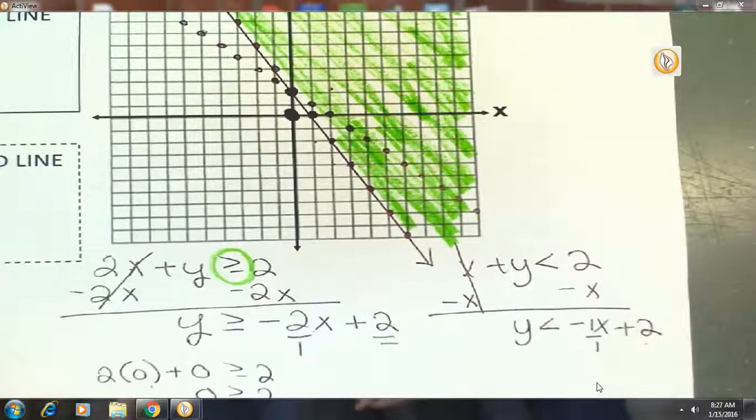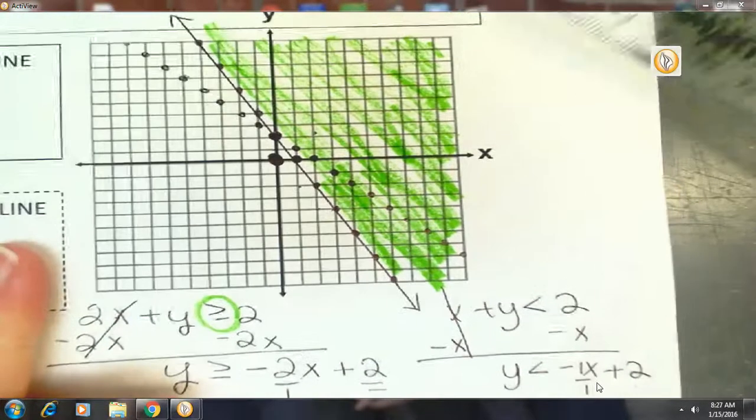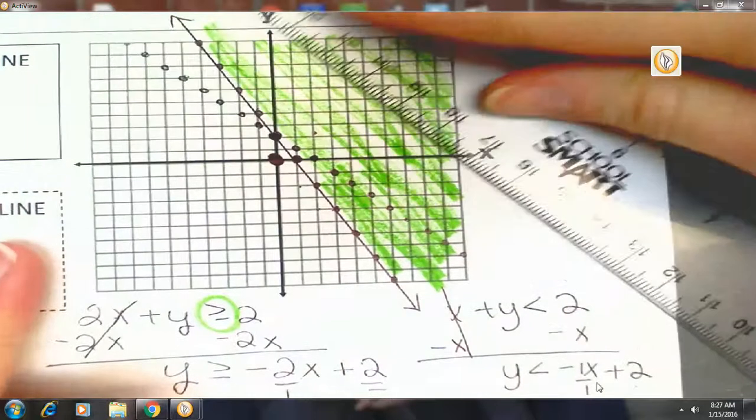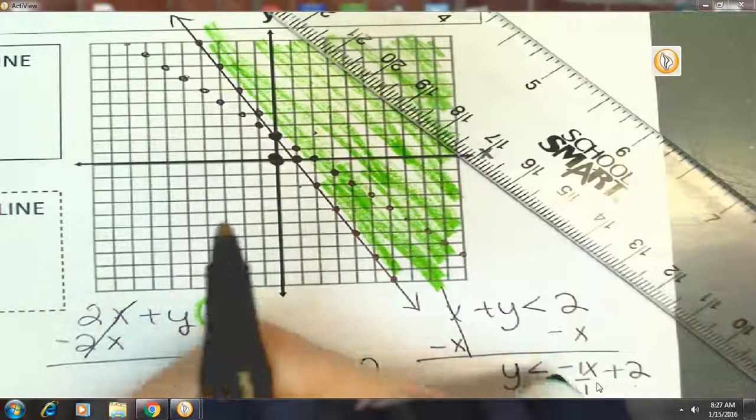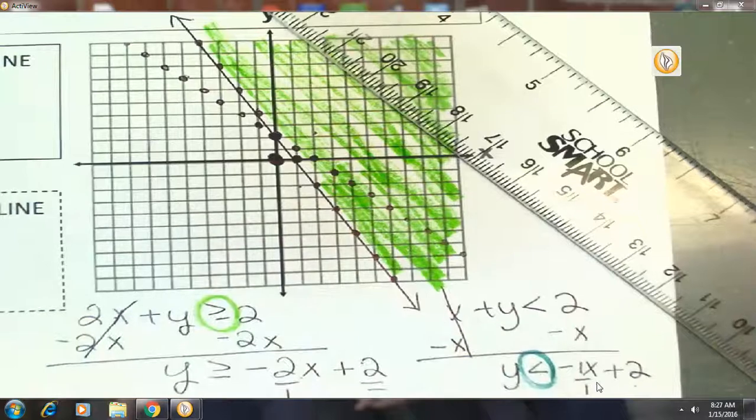This time will we use a dash or a solid line on our graph? A dash. And what again tells us to use a dashed line? That inequality symbol, less than. It's not equal to. It's not included. So it's going to be a dashed line.